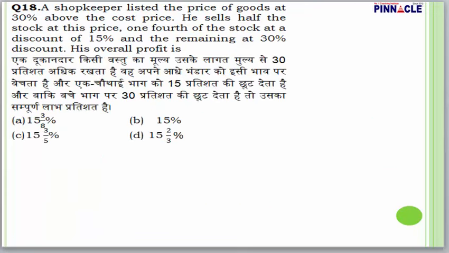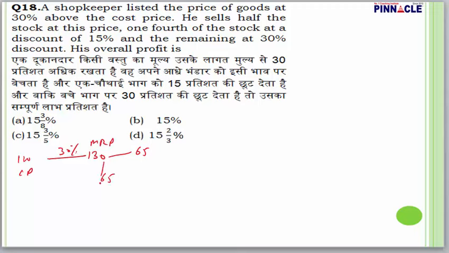Next question, question number 18. A shopkeeper listed the price of goods at 30% above the cost price. It means if CP is 100, then 30% above means 130 MRP, the marked price. He sells half the stock at this price, that is 50%, meaning 65 rupees worth he has sold, and 1/4 of the stock at a discount of 15%.